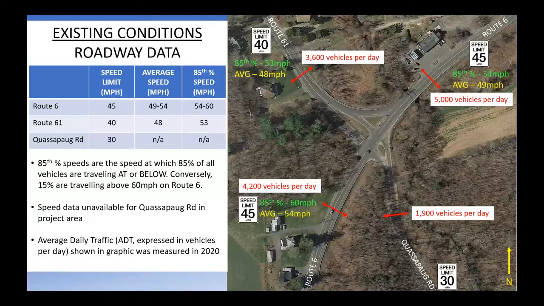Route 61 has a posted speed limit of 40 miles per hour, with an average speed of 48 miles per hour and an 85th percentile speed of 53 miles per hour. Quassapaug Road is posted for 30 miles per hour, and we do not have available average speed or 85th percentile speeds for Quassapaug Road.